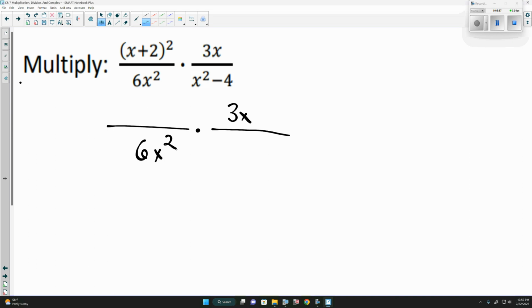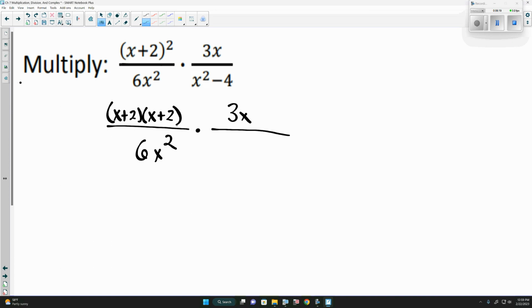Now the x plus 2 squared is as simplified as it gets. We can leave it as x plus 2 squared, or we can rewrite it as x plus 2 times x plus 2. They're the same thing, because x plus 2 squared is just saying that x plus 2 is being multiplied by itself. So we have two of them.